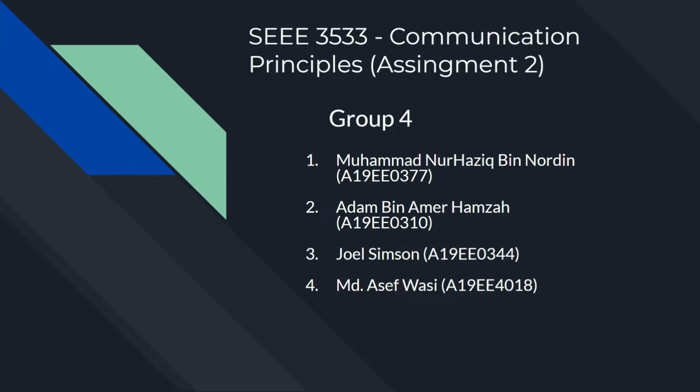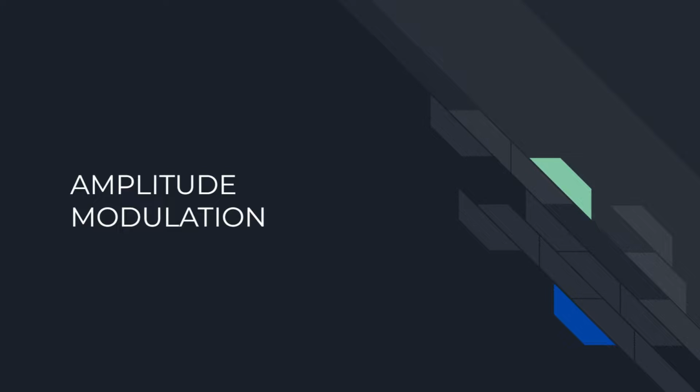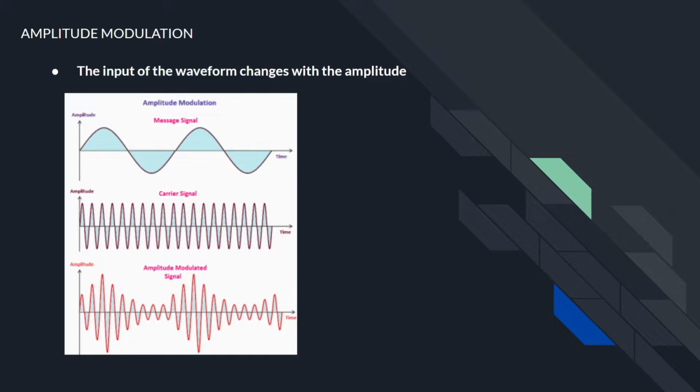Today we're gonna talk about modulation. First, we start from amplitude modulation. What is amplitude modulation? Amplitude modulation is when the input of the waveform changes with the amplitude. We can see the illustration from the figure, how it changes.